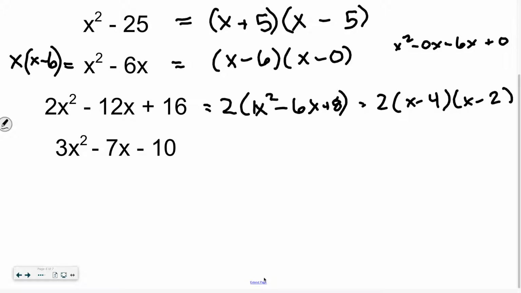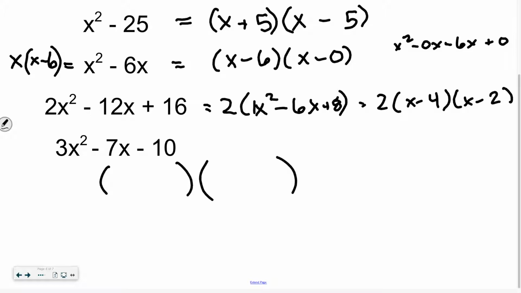5 and 2 would be 3 or -3. 1 and 10 would be 9 or -9. 5 and 2 will add to make 7, but it won't subtract because this is opposite signs. So this is where guess and check is super important. Okay, it's a trinomial, so it should factor, if it does factor, as two binomials.